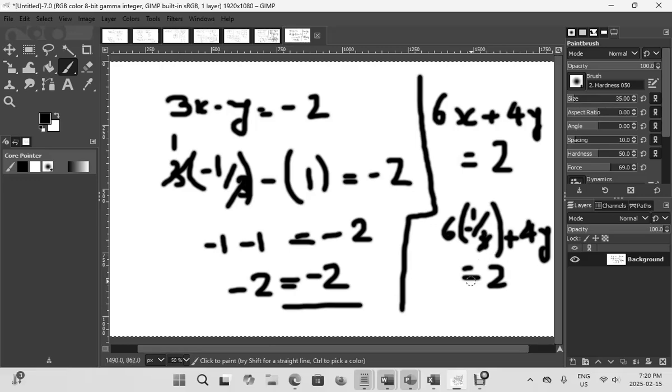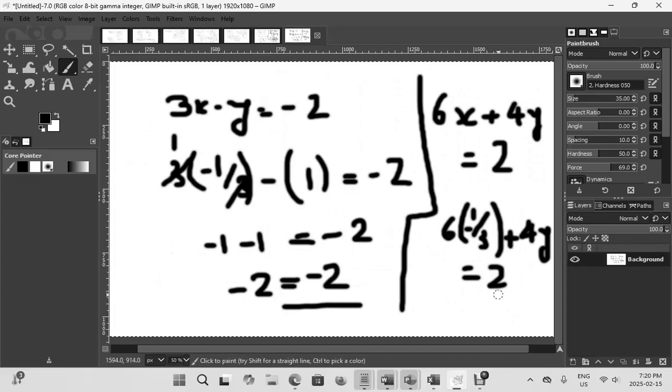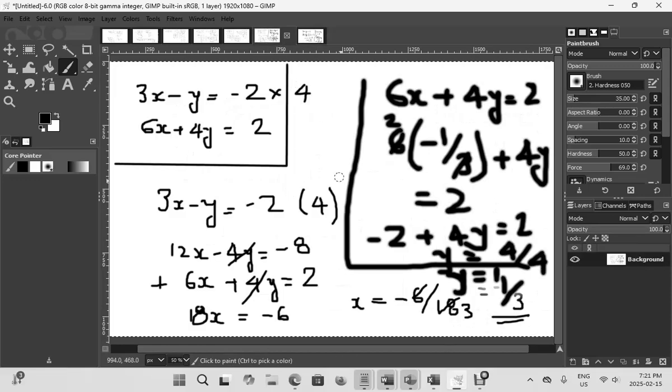Then we know that y is 1. So for the second equation, 3 goes into 6 twice, so negative 2 plus 4, because y is 1, equals 2, which means 2 equals 2. So this is how you check for x and y values. All right, so this is basically how you solve linear equations using the elimination method.